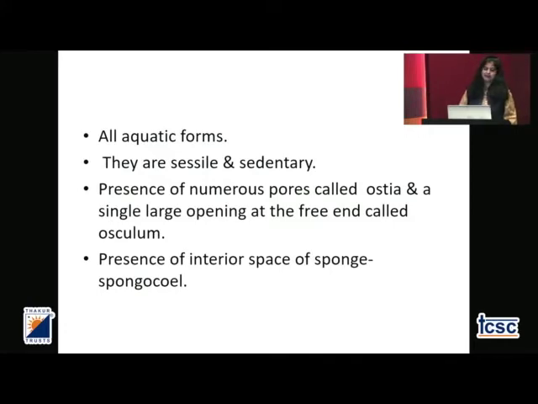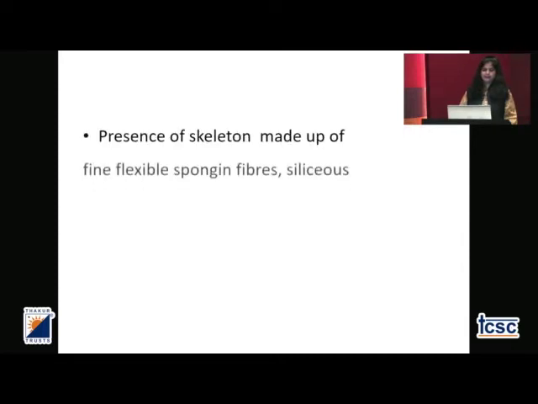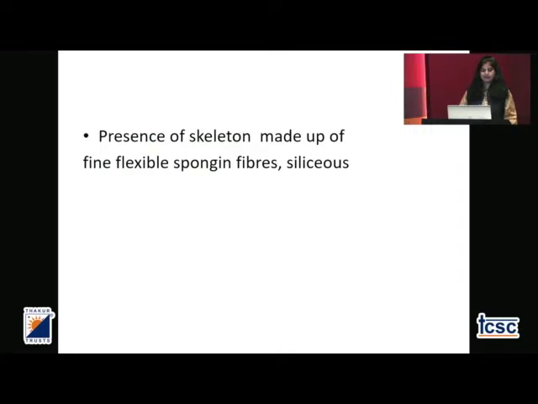They have numerous minute pores on the body called ostia, and that is why they are called sponges. They also have a single large opening at the free end or tip, which is called the osculum. Another important characteristic is a central interior space or cavity, which is called the spongocele. Sponges have a skeleton made up of either spongin fibers, spicules of silica or spicules of calcium carbonate.